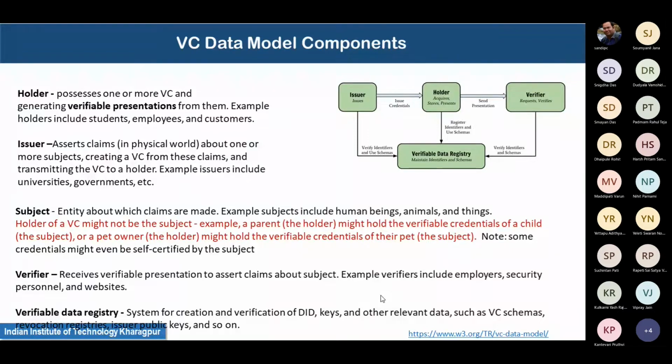And the verifiable registry, we have already discussed that most importantly, it keeps the verification of creation and verification of the DIDs, and it also keeps VCs, these VC schemas. Another important aspect is, you might not be able to see it, it's a little to the left bottom.